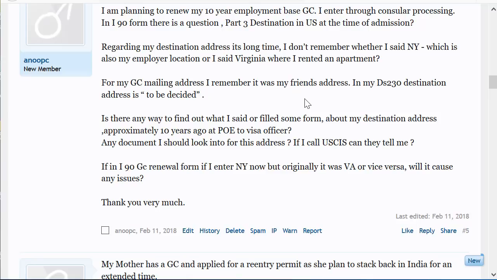So that's usually okay. I don't see that a Form I-90 incorrectly filed with your last entry destination would be a difficult issue to overcome. So you could probably do it without waiting for a Freedom of Information Act request. But FOIA is easy to do. It doesn't cost you any money.